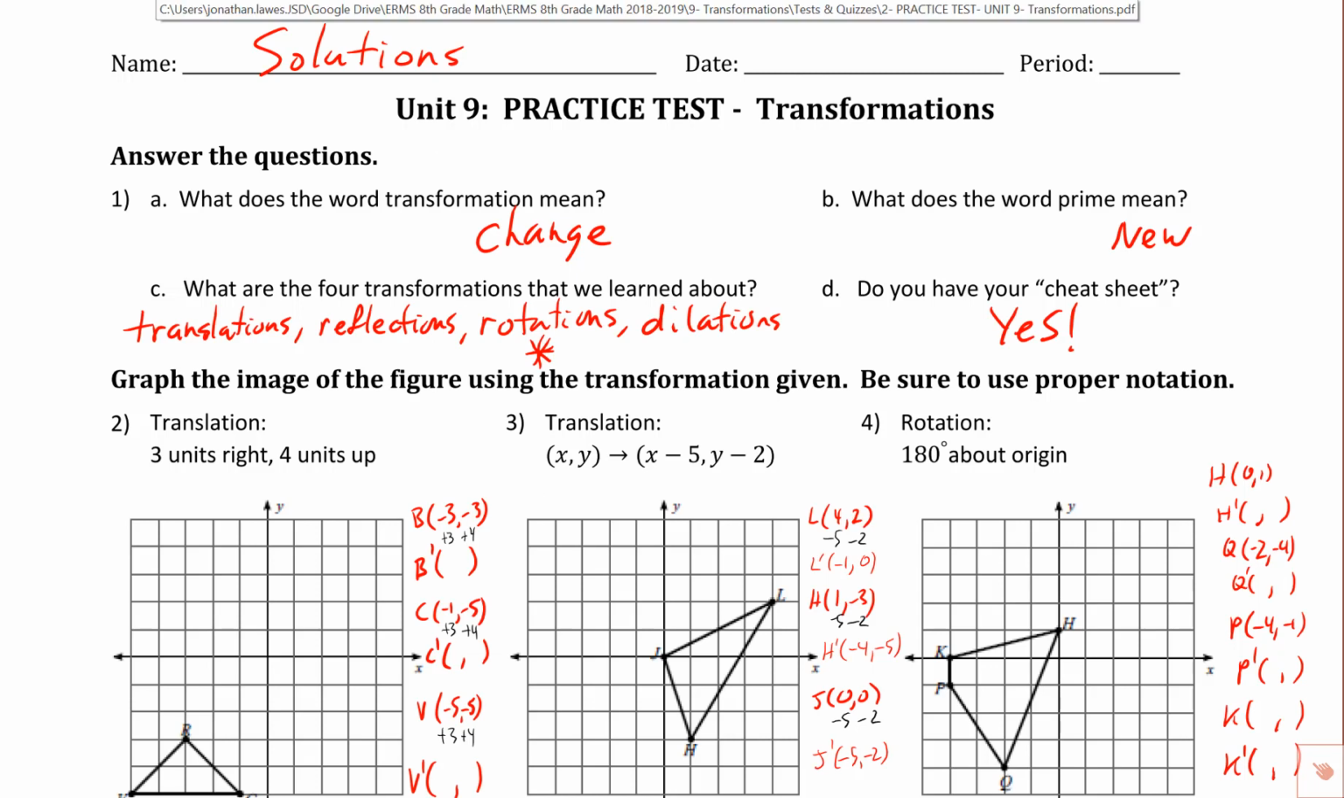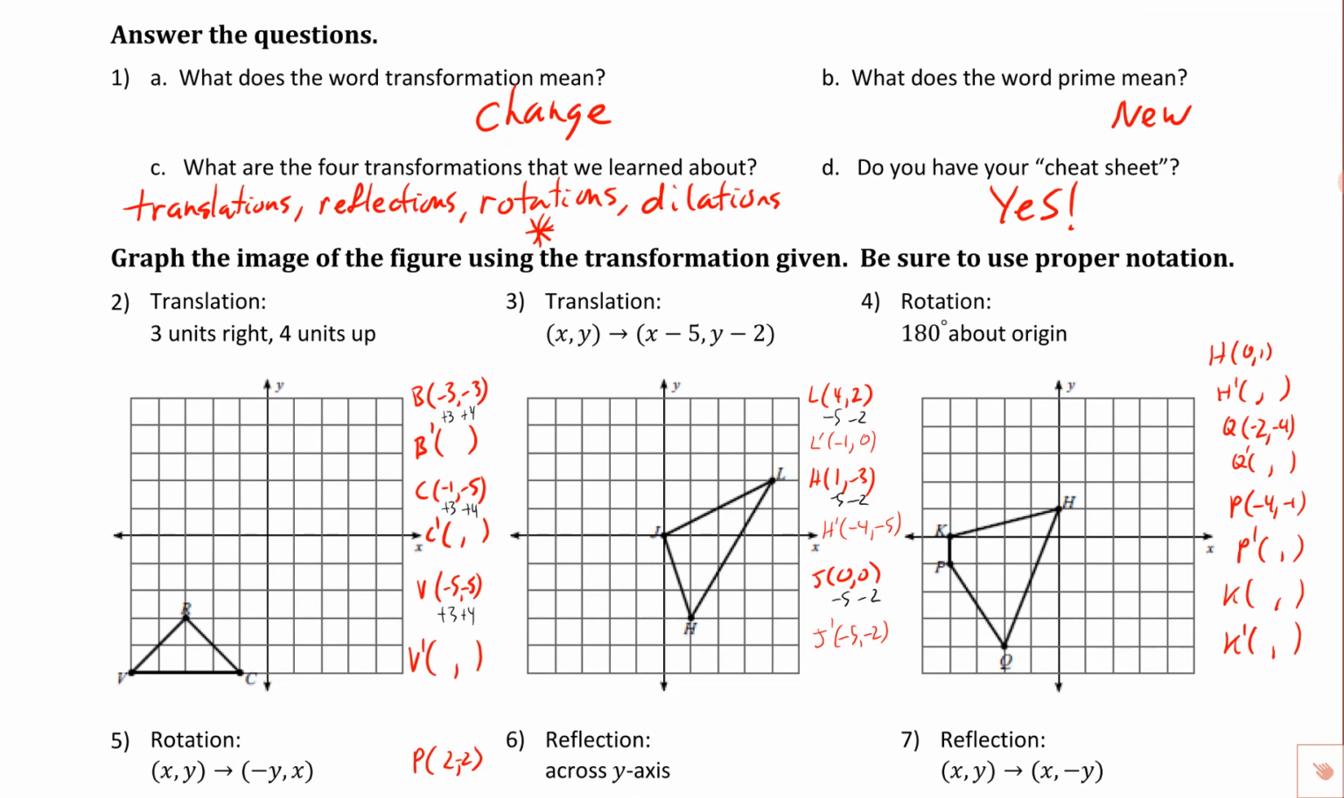So let's go ahead and take a look here. I've tried to save a little bit of time in watching this video so you can just see what the answers are. This is a translation, so we're going to do a translation of 3 units to the right and 4 units up. So what I've done here is I've written down each one of the coordinates. So here's B, here's C, and here's V that make up this figure right here. And then I showed, well, we're just going to be adding 3 to every X coordinate, and we're going to be adding 4 to every Y coordinate. Now, if you need to do this, please do it.